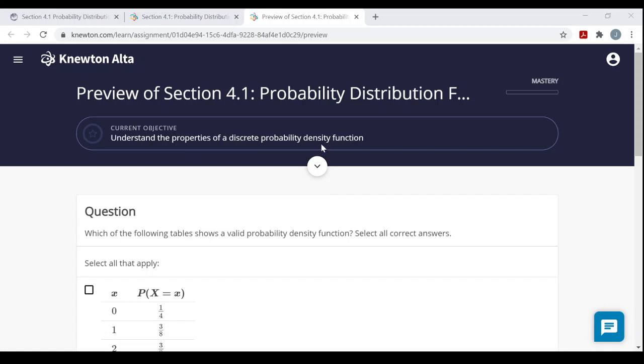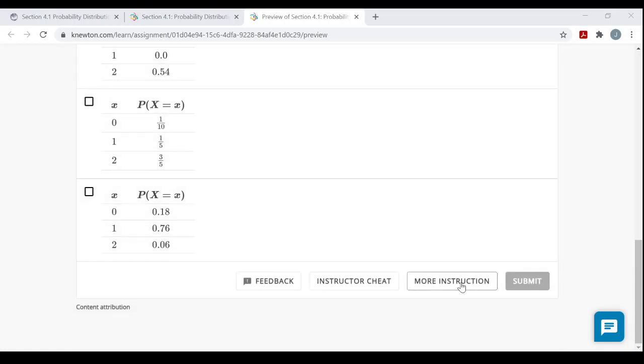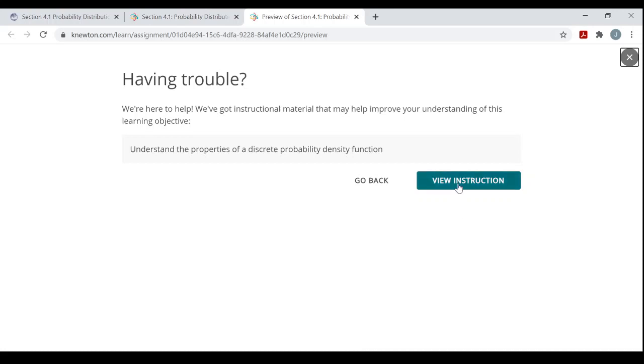Again, I said probability. In your OpenStax book, it's called a probability distribution function. In this KnewtonAlta instruction, it's called a probability density function. And personally, I've seen probability density function more often in other textbooks. But for short, PDF. Alright, so the first time I'm seeing this objective, let's take a look at more instruction.